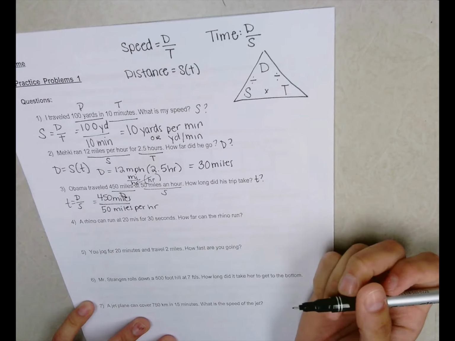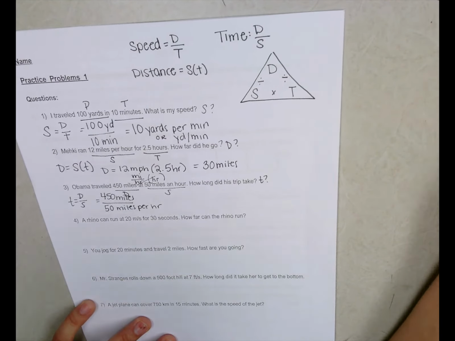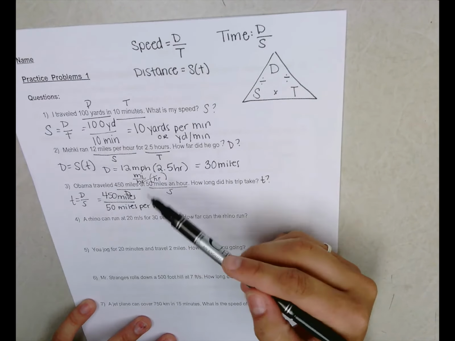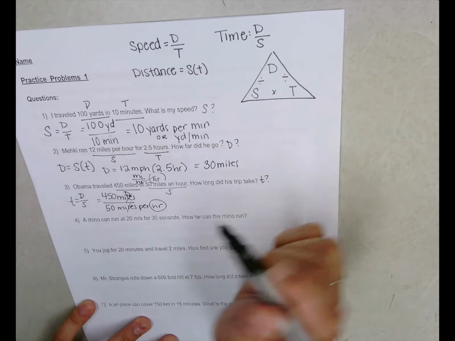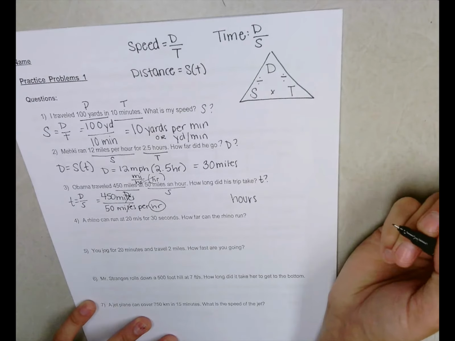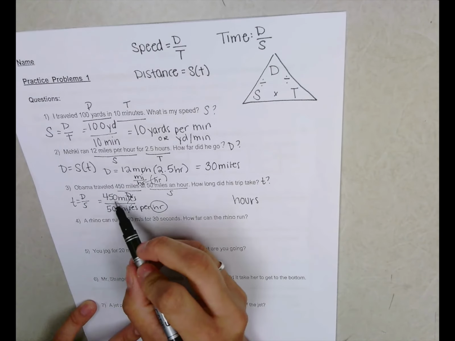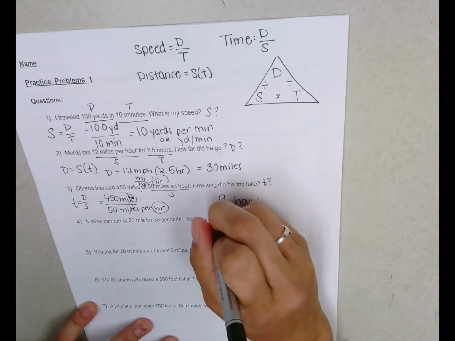Now, what are our units of time that we have? We've got minutes, seconds, hours, days, years, etc. I want you guys to look at this again. Miles is over miles, so that's going to cancel out. So what we're going to be left with is hours. So our units are going to be in hours, which makes sense. That's how long a trip could take. 450 divided by 50, type that into your calculator, you will get 9 hours.